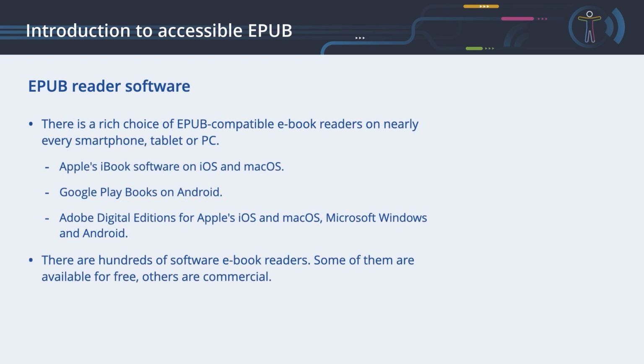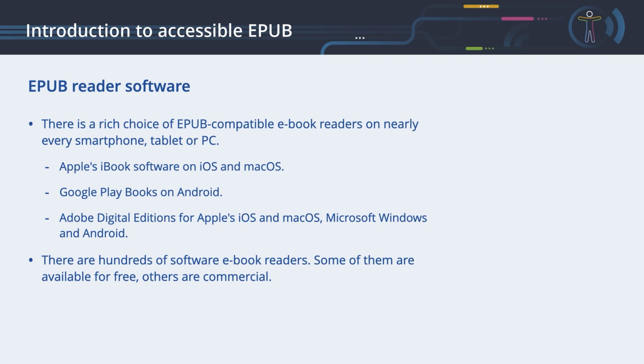EPUB reader software. Even though ebook readers offer fantastic possibilities to read ebooks, users often prefer to use their existing devices. There is a rich choice of EPUB-compatible ebook readers on nearly every smartphone, tablet, or PC. Here's a small selection of freely available software: Apple's iBooks software on iOS and macOS, Google Play Books on Android, and Adobe Digital Editions for Apple's iOS and macOS, Microsoft Windows, and Android.